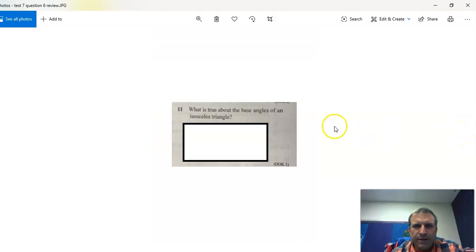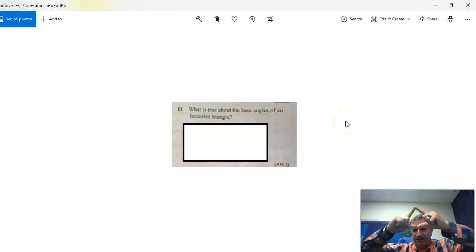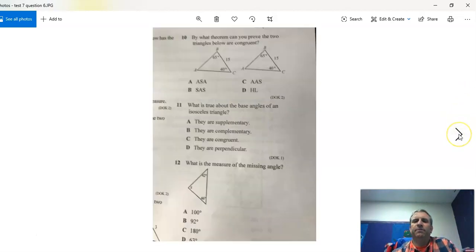What is true about the base angles of an isosceles triangle? When we have an isosceles triangle, we know something about this angle over here and this angle over here. What is it? Because in an isosceles triangle, these two sides are the same right here. So what can we say about the two base angles?